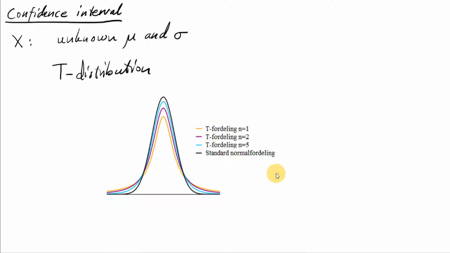For a t-distribution you talk about the degrees of freedom, and the degrees of freedom is n minus 1. So here the degrees of freedom are 0, 1 and 4. However, there's not much difference between calculating with the normal distribution and the t-distribution. The only extra thing you have to keep track of is the degrees of freedom, so you also need n when you're reading off the tables.